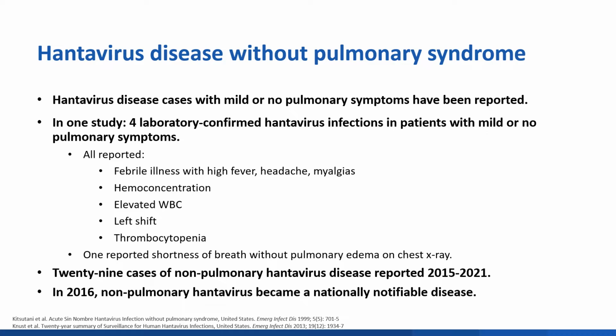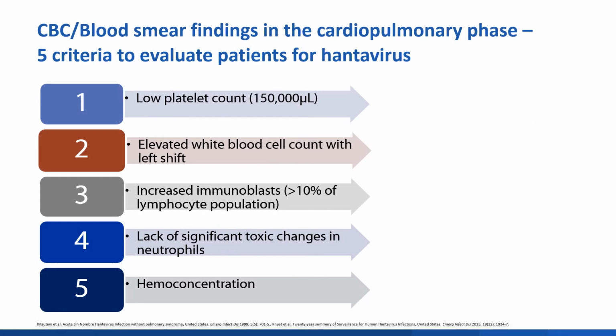Data on non-pulmonary hantavirus infection began to be collected systematically in 2015, and since then 29 cases have been reported. In 2016, non-pulmonary hantavirus became a nationally notifiable disease. Clinicians at the University of New Mexico developed criteria observed from a peripheral blood smear that could be used to make a presumptive diagnosis of hantavirus during the cardiopulmonary phase.